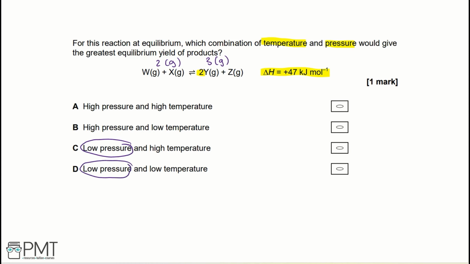Now we need to look at delta H. Well, because it's positive, that means it's endothermic. So if it's endothermic, we want to shift the equilibrium position in the endothermic direction, because this means that the forwards reaction is endothermic and therefore favours the products. So that means we want to increase the temperature. So we want a high temperature, and that means our answer is going to be C. So to get the mark for this question, you need to circle the box corresponding to C.